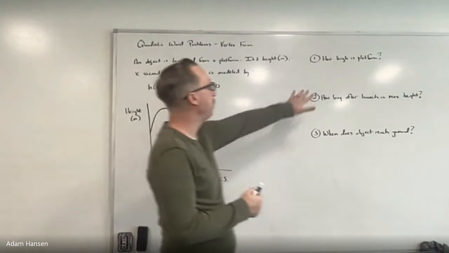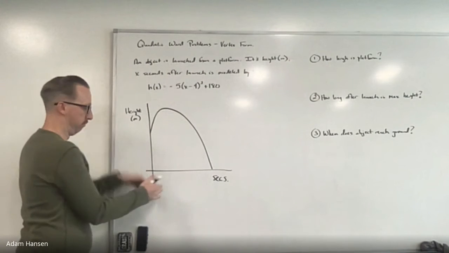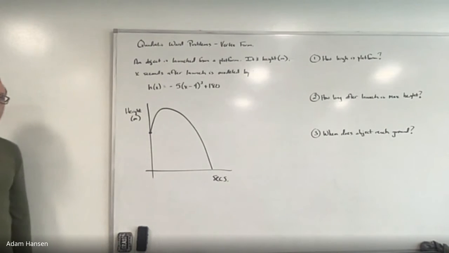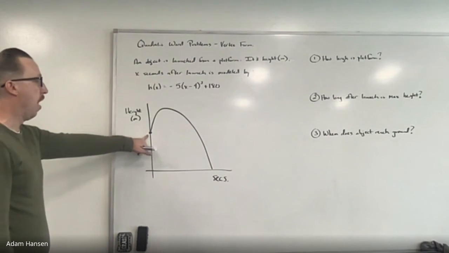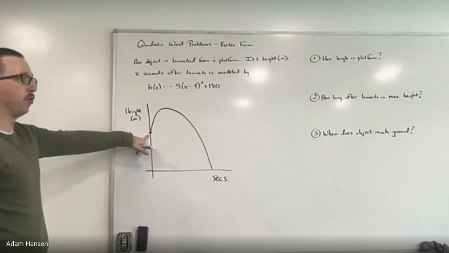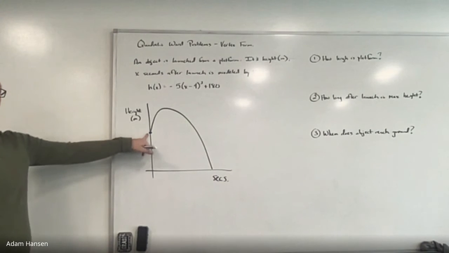So how high is the platform? Where on the graph would that be located here? The y-intercept. How long has the object been in the air if it's on the platform? What does x have to be on the y-axis, in other words? 0, because it hasn't left yet. It hasn't been shot into the air.